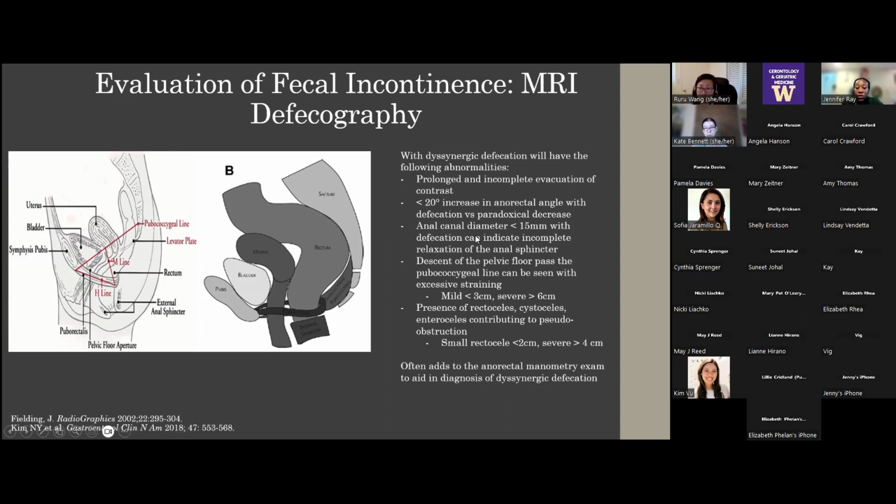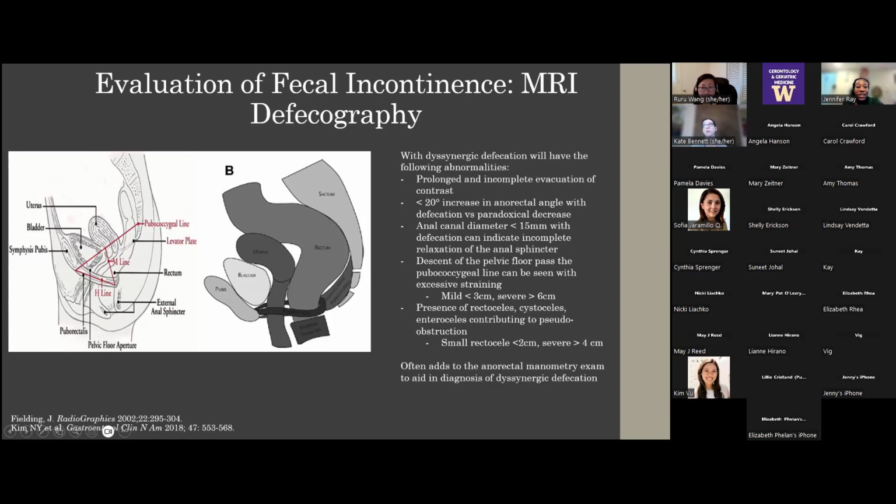The anal canal, you can look at descent of the pelvic floor past this pubococcygeal line. It can be excessive, which can cause a pseudo-defecatory disorder. I put the parameters here. Looking at presence of rectoceles, which is the bulging of the rectum into the vaginal space. You can see peritoneoceles or enteroceles, which could be contributing to pseudo-obstruction. For more severe cases, you're going to refer to surgery.